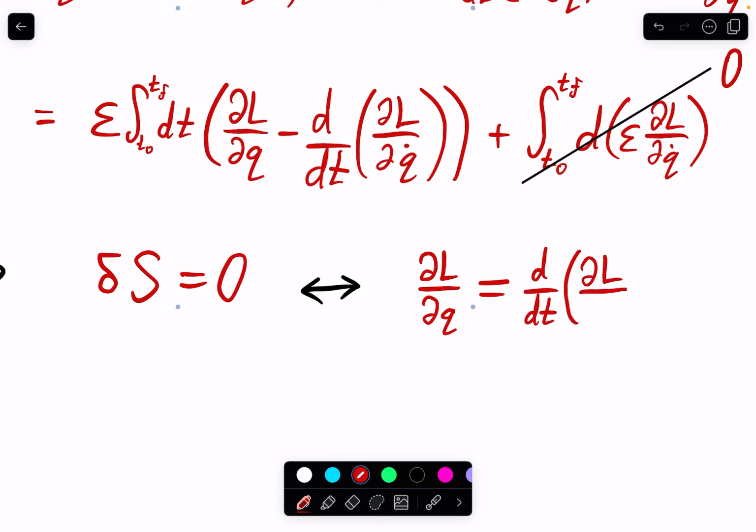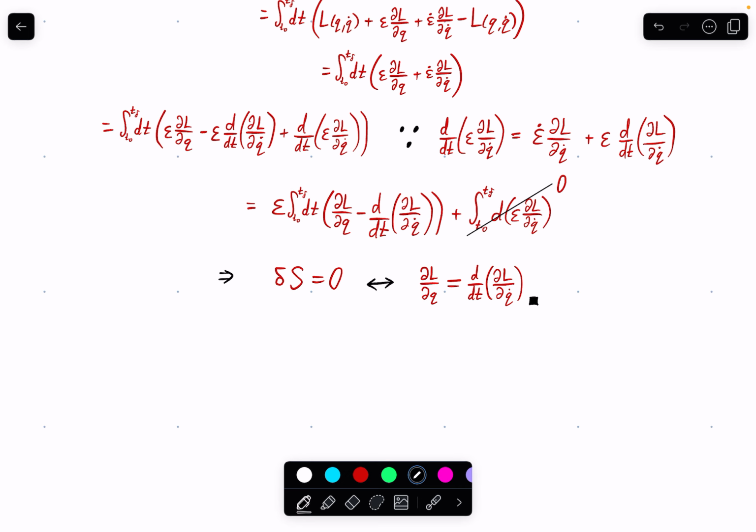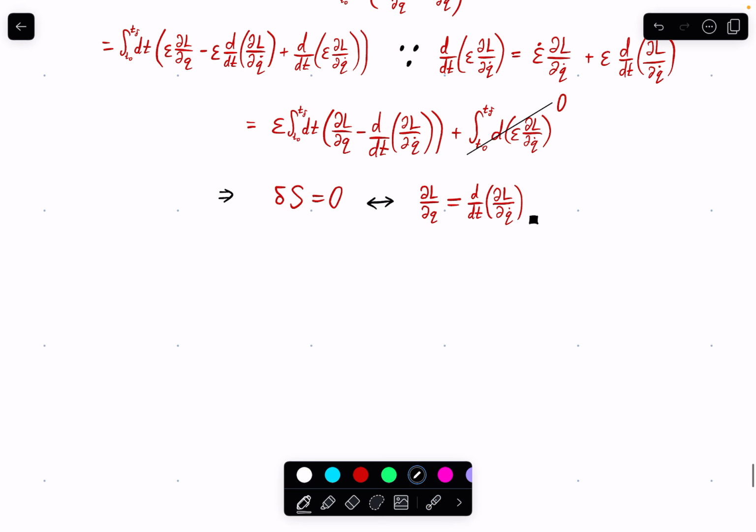∂L/∂q̇. So this is the derivation of the Euler-Lagrange equation. So the path is extremized if and only if these derivatives are satisfied. But then the next question is pretty obvious: what is this? What's the interpretation of all of this?